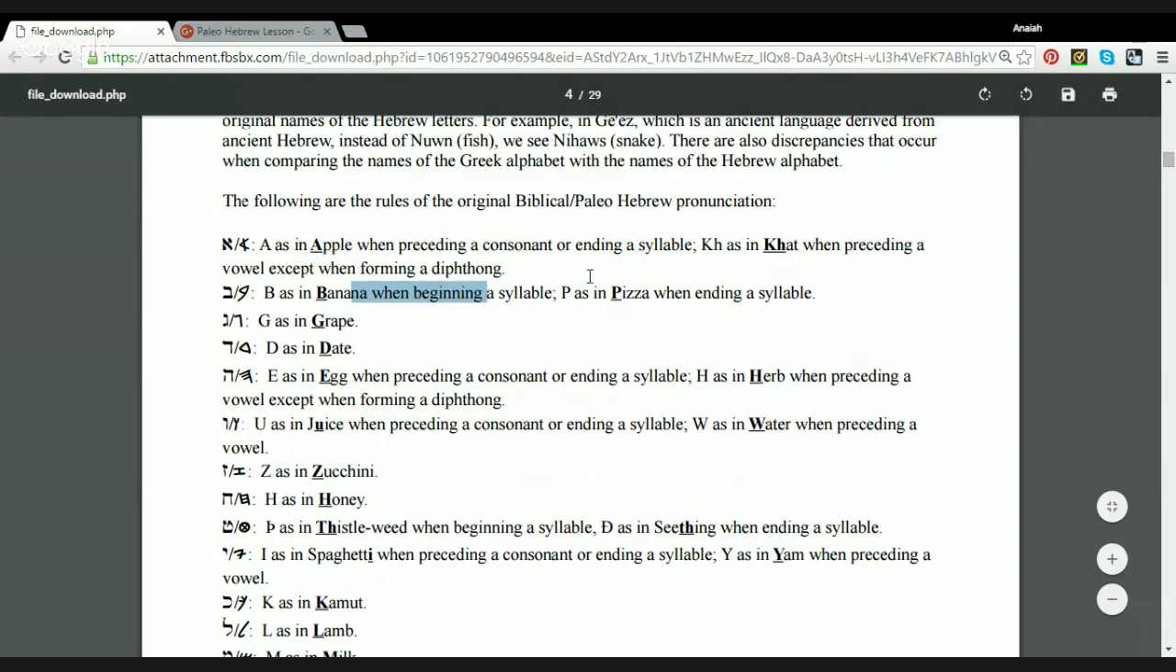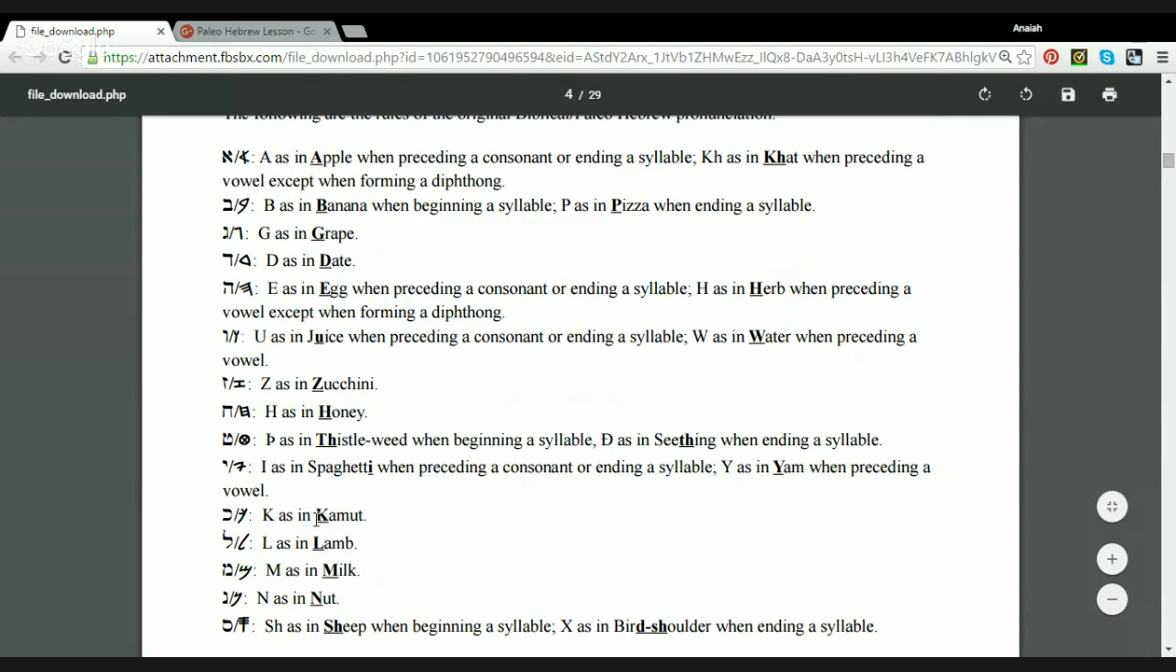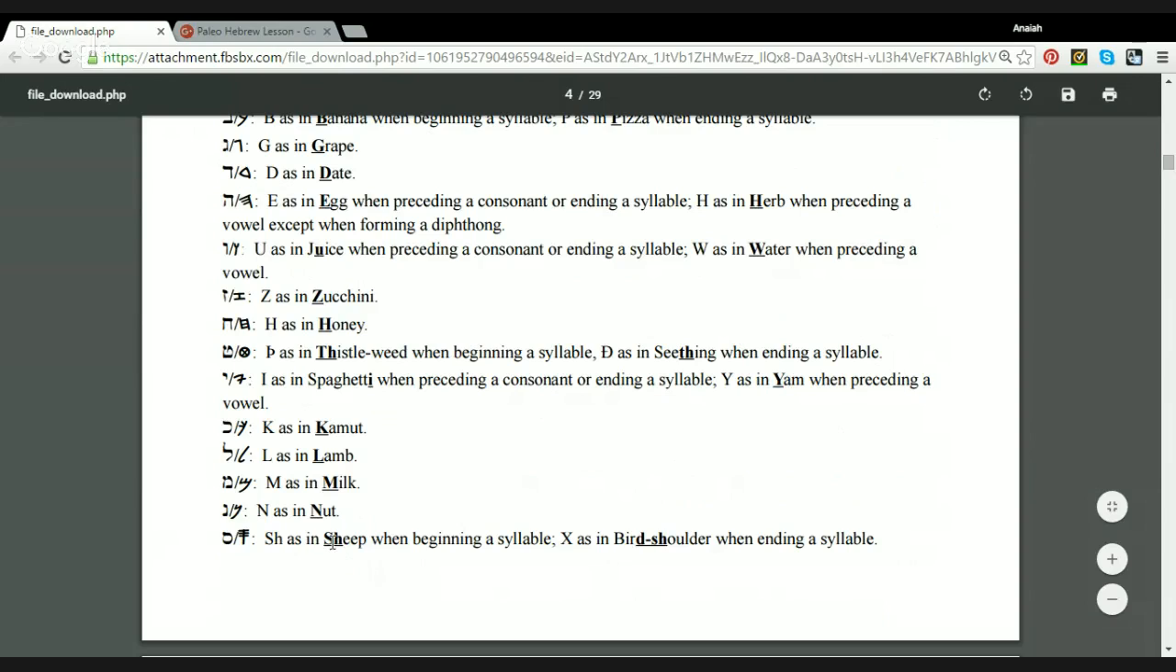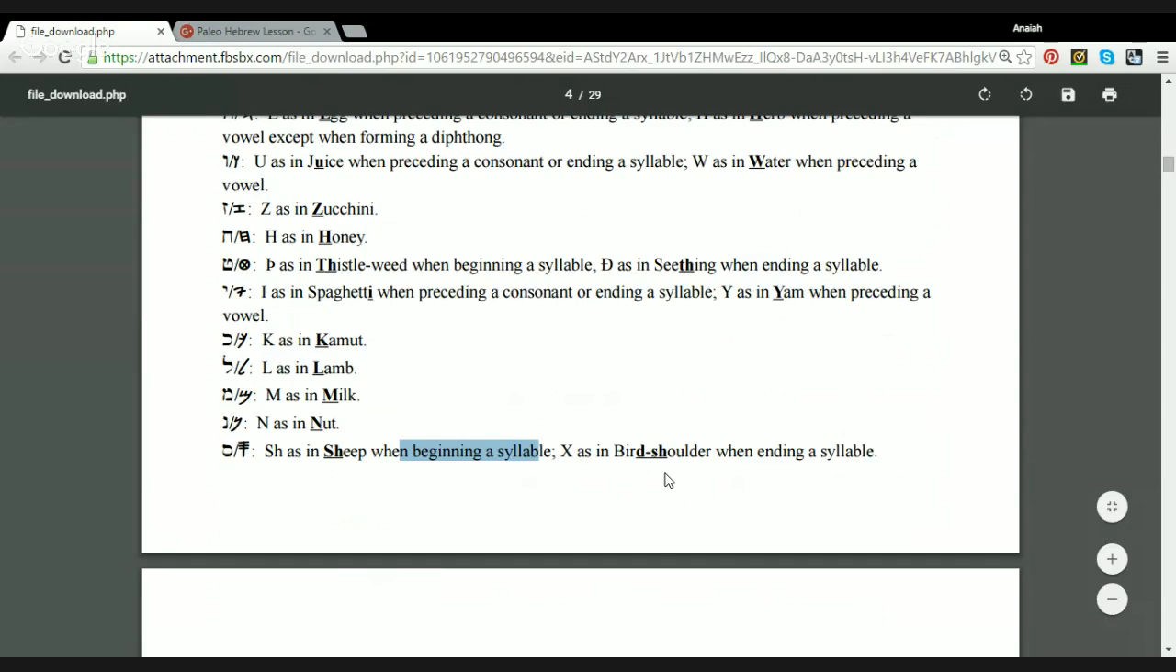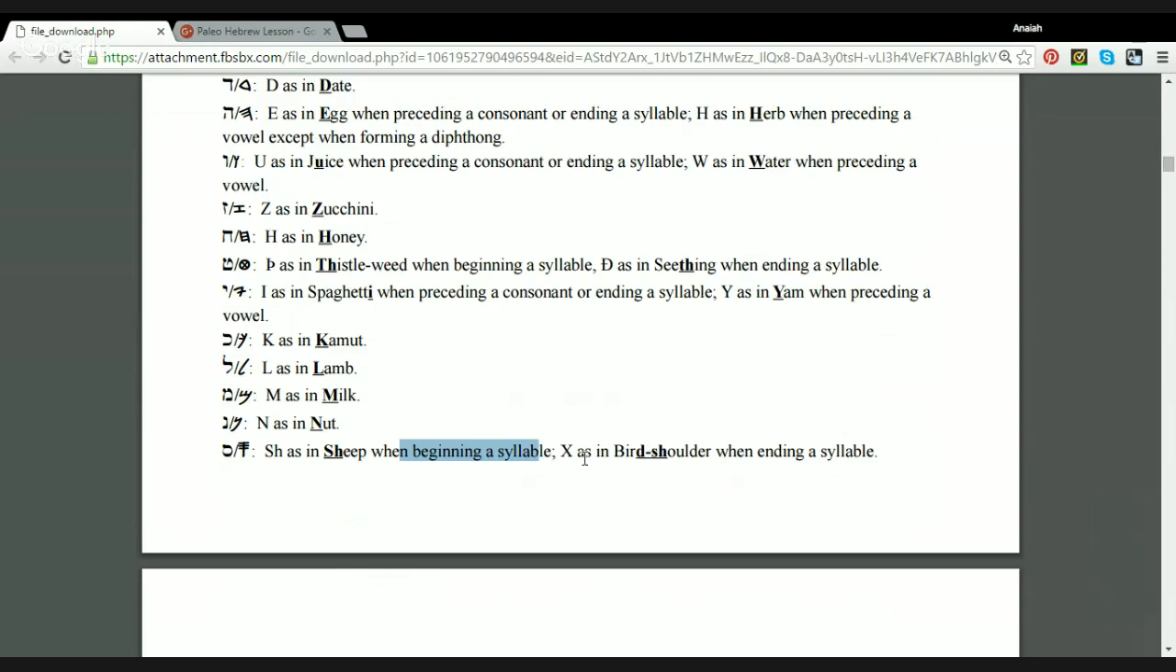B when beginning a syllable. P as in pizza when ending a syllable. It's the same you see right here. When beginning a syllable, when ending a syllable. Okay, so K as in kamut, L as in lamb, M as in milk, N as in nut, SH as in sheep when beginning a syllable, X as in bird shoulder, D and SH together, a single sound when ending a syllable. So like ch or j. It's hard to say it.